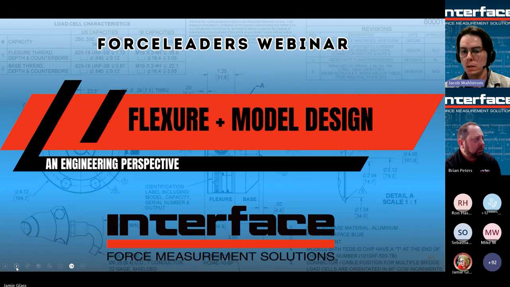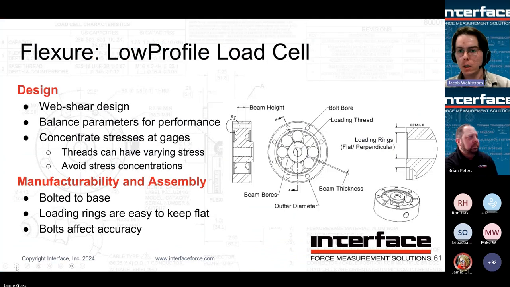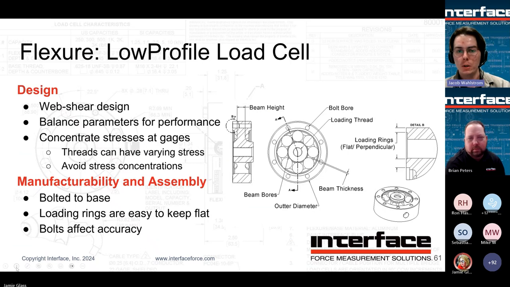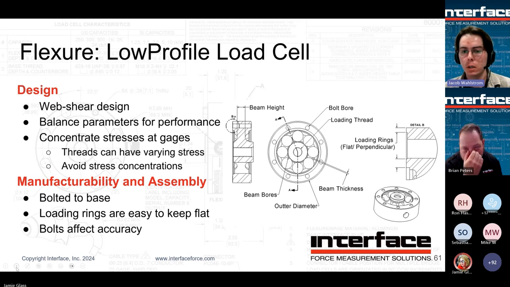So now moving on to the flexure, or the spring design. We'll start here with the low profile. That's the bread and butter of Interface, right? It's a web shear design. Let me pull up my notes real quick. So you can see there's a lot going on with a low profile, an LP. It's an assembly design, so typically it has the flexure as well as the base, and there's a lot that goes into it. We want to balance quite a few parameters to make sure we get the best performing load cell.